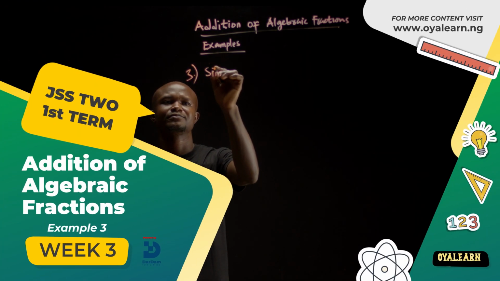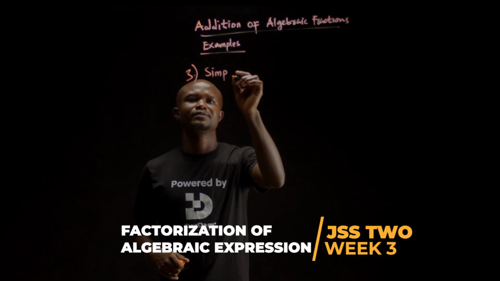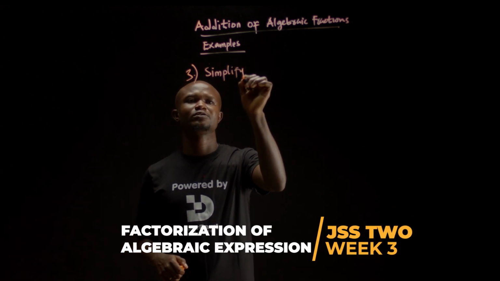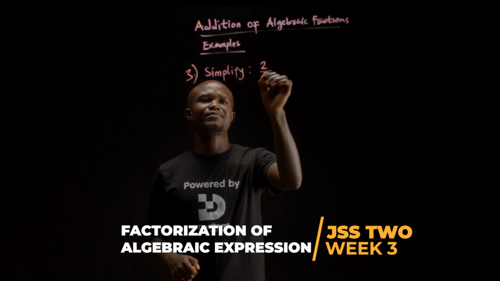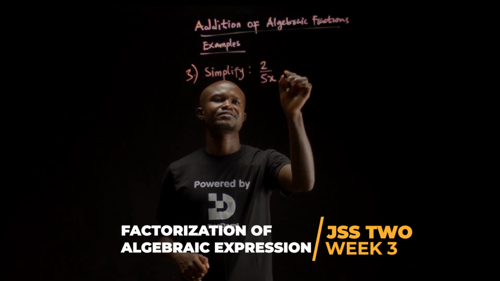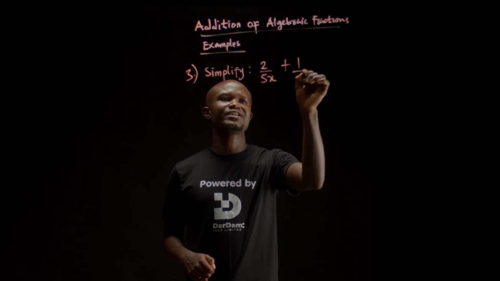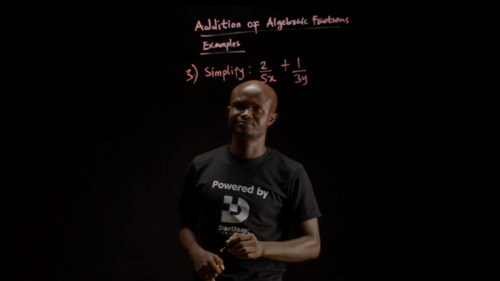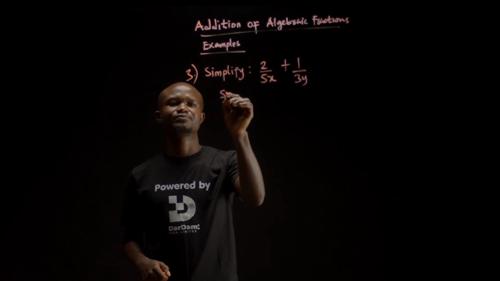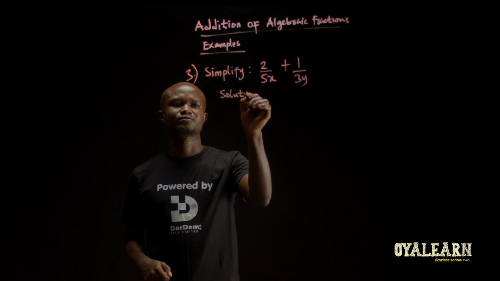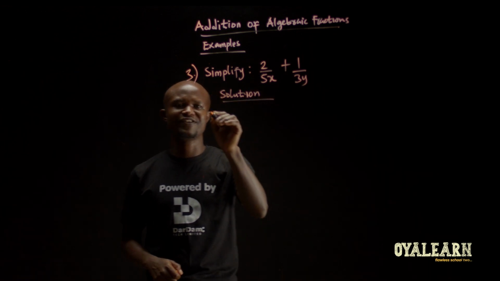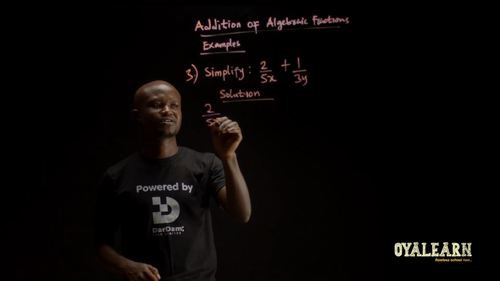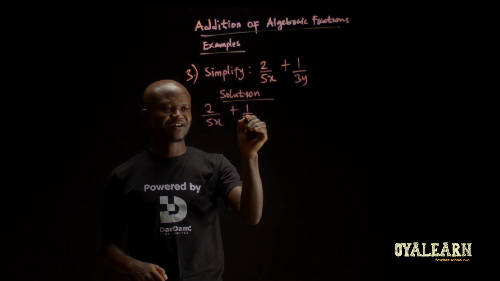Simplify. Simplify 2 divided by 5x plus 1 divided by 3y. Solution. We have 2 divided by 5x plus 1 divided by 3y.